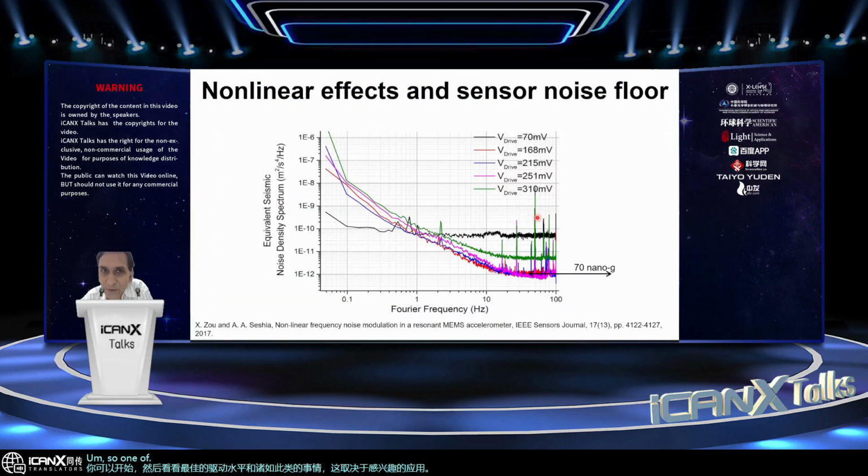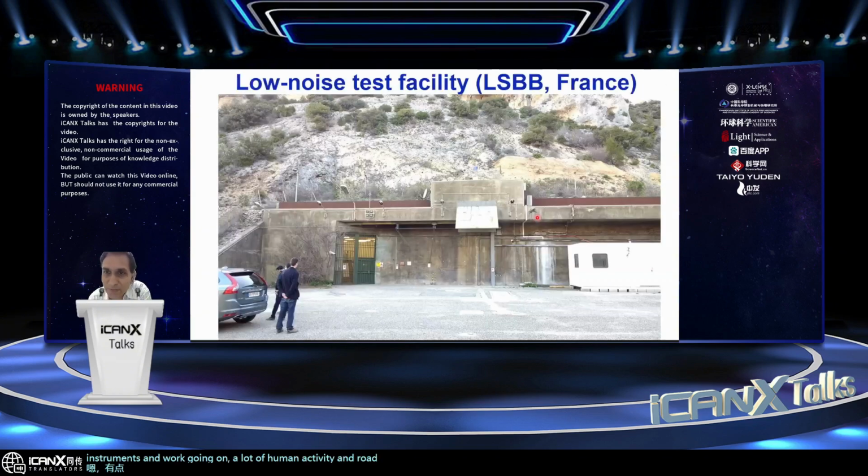So one of the limitations in our university lab was the fact that we were in a fairly noisy environment. There were other instruments and work going on, a lot of human activity and road activity nearby. So we needed to go somewhere quieter to get rid of that environmental noise. And one of the facilities we went out to was this facility in the south of France. It's built into a mountain. It's quite remote, and it's a repurposed facility.